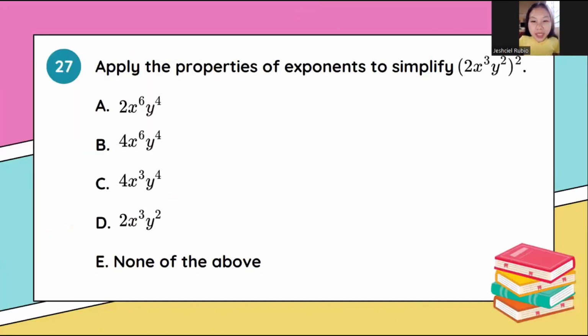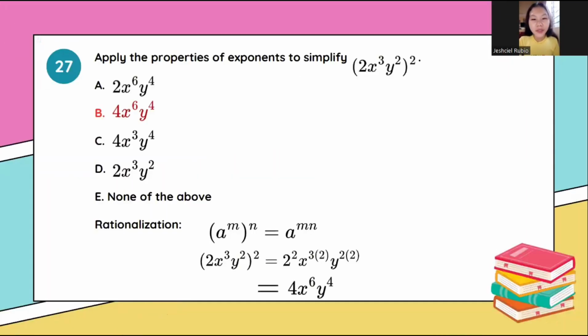Apply the properties of exponents to simplify the quantity of 2x cubed y squared to the power of 2. A, 2x squared y to the power 4; B, 4x squared y to the power of 4; C, 4x cubed y to the power of 4; letter D, 2x cubed y squared; or letter E, none of the above. So what do you think is the correct answer for this?